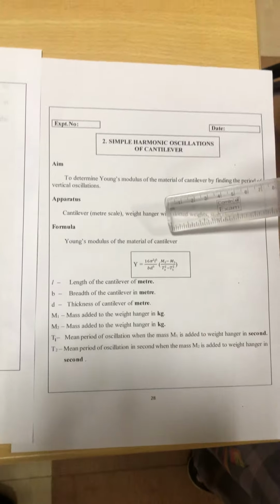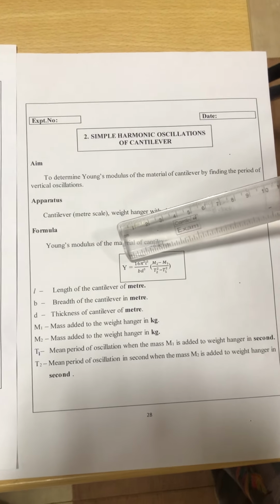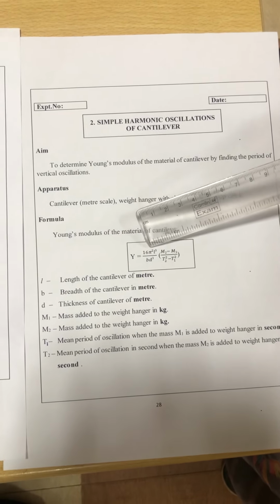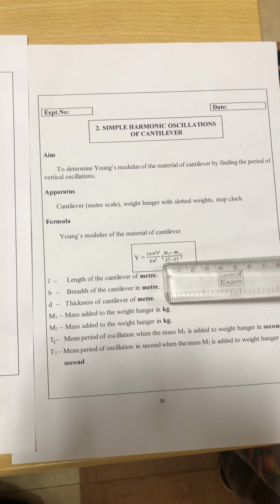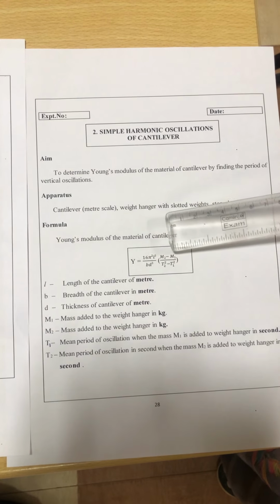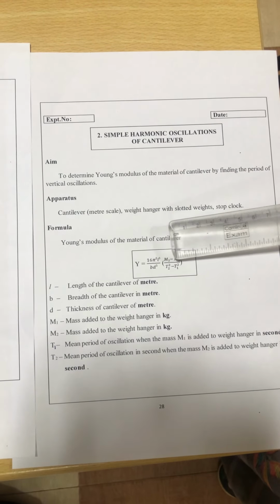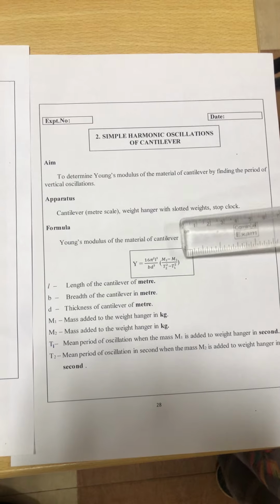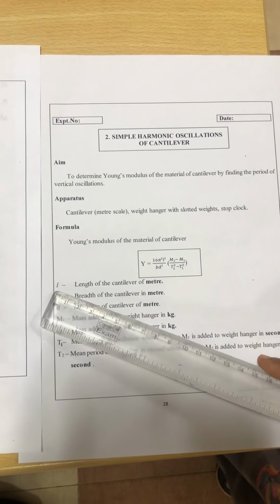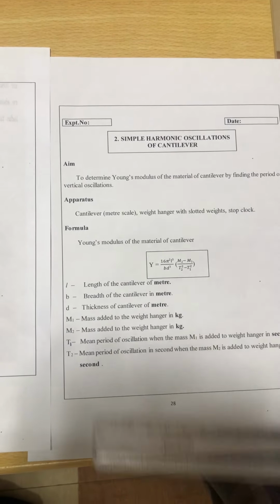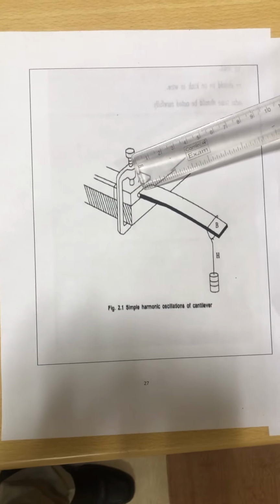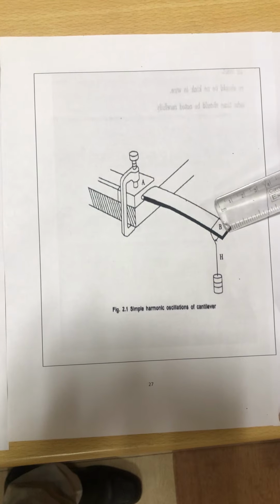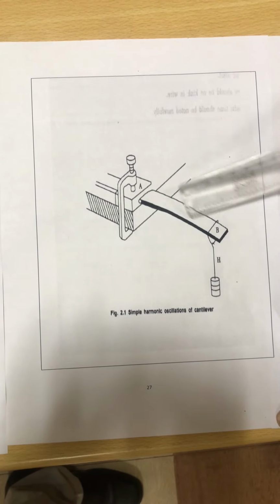Let us see the formula here. Young's modulus of the material of cantilever, Y, is equal to 16 pi square L cube divided by B D cube into M2 minus M1 divided by T2 square minus T1 square. Let us see each and every term. L is the length of the cantilever. The length of the cantilever represents, from the fixed support, what is the length of the beam? So this is nothing but the L value.